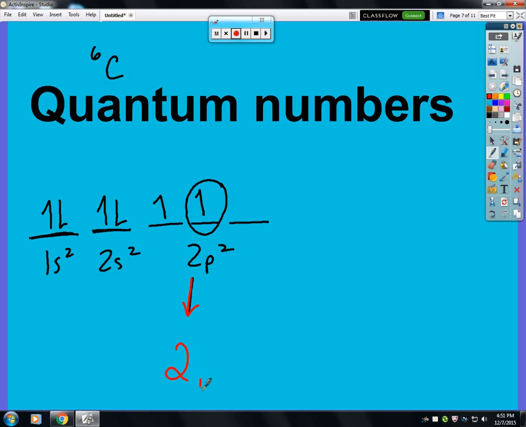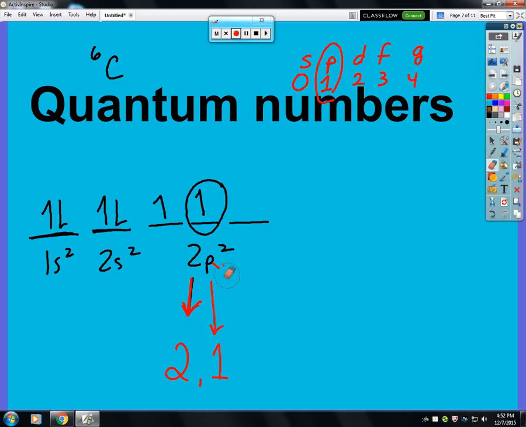All right, now, what space is it in? It's in the P's, right? And what do we say? S, P, D, F. This has a value of 0. This has a value of 1. This has a value of 2, 3, and if you had a G, it has a value of 4. So what are we looking at? We're looking at P's, and P's are 1. Okay, so it's 2, P.